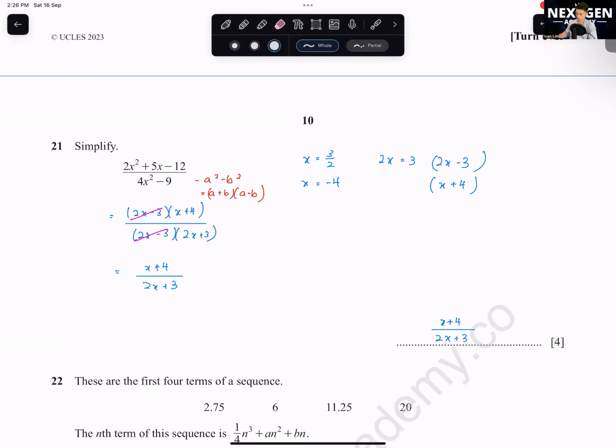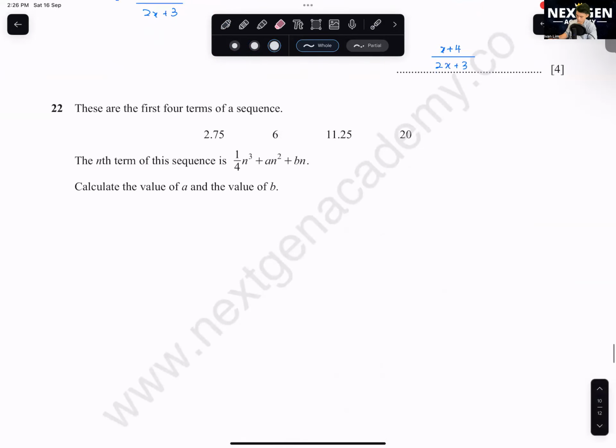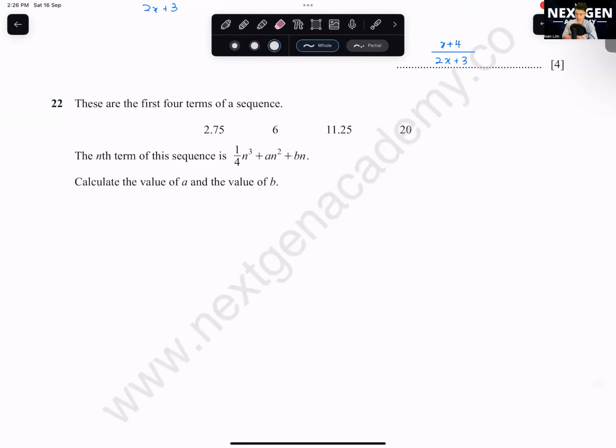Okay, question 22. These are the first four terms of a sequence. The nth term is written by this. Calculate the value of a and of b. This is a 5-mark question.